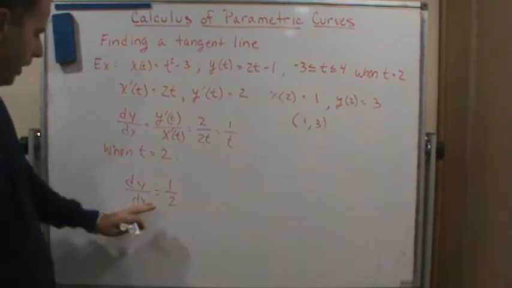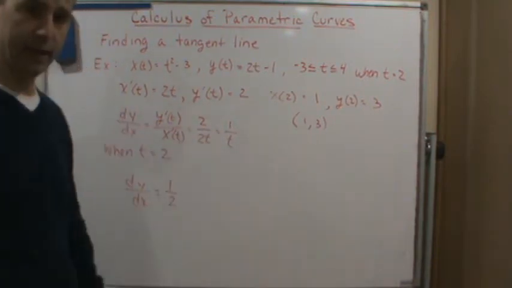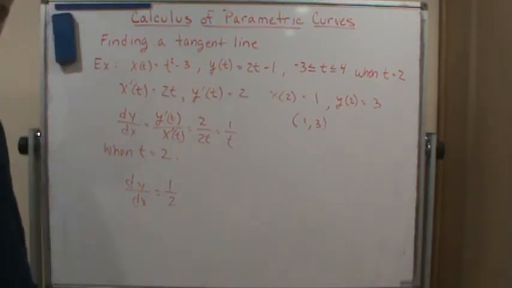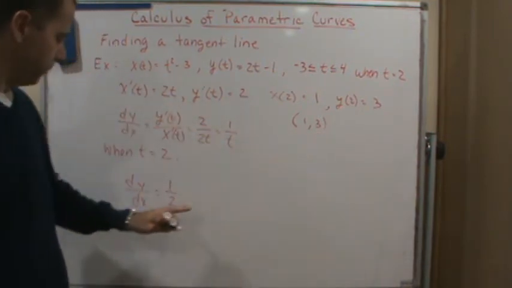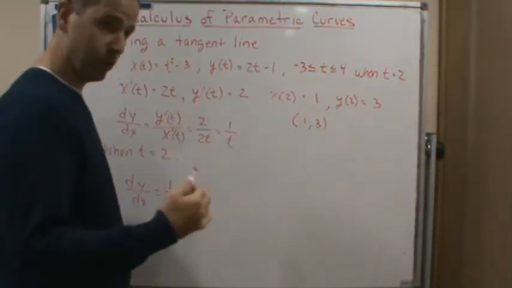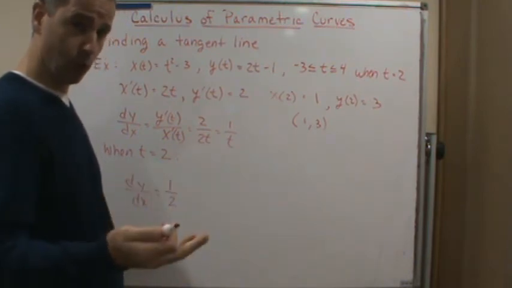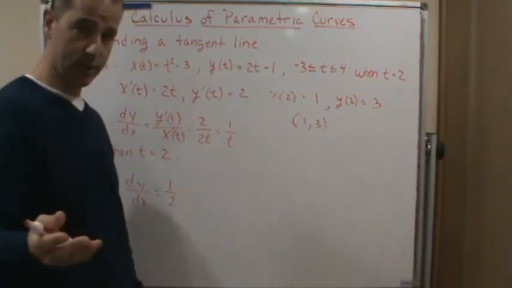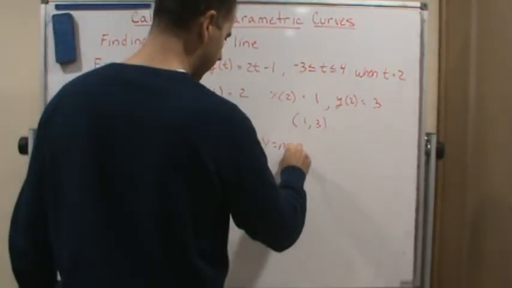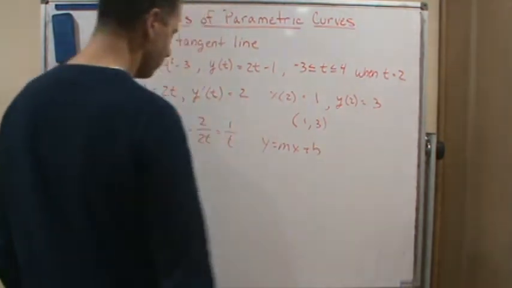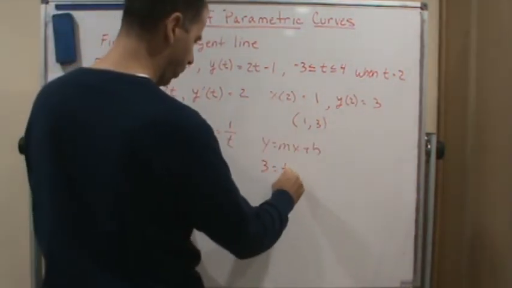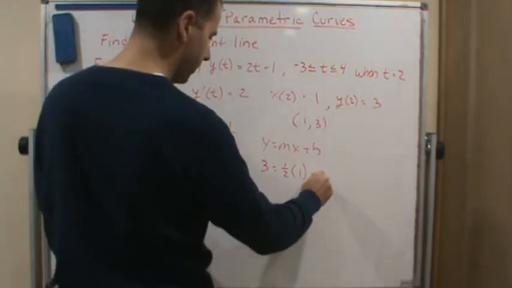So now we've got our slope, we've got our point, and it's all just algebra now. That's really all it is. Now it's back to college algebra. We've got a point and a slope, so now all we have to do is use either the point-slope form of a line or the y-intercept form of the line. I'm going to use the y-intercept form, y equals mx plus b. I've got my slope and I've got my point, so let's put it in there: 3 equals 1/2 times 1 plus b.